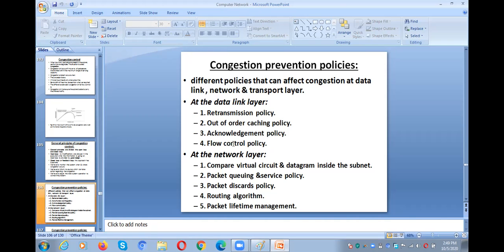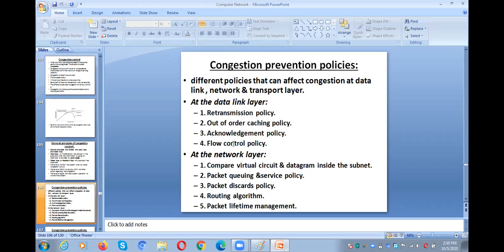And the next one is the network layer. So virtual circuit and datagram. In the network layer, we need to talk about connection oriented and connectionless. A connection oriented service is best among the two. Why? Because connection oriented is a reliable service, with guaranteed delivery. So there is no need to retransmit the packets again and again. And the next, packet queuing and service policy, right?